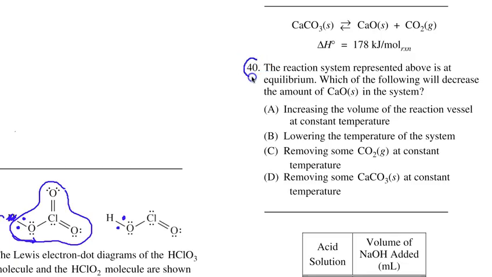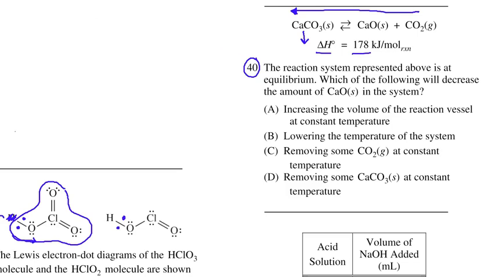40. So in number 40, we've got a reaction at equilibrium. We've got our delta H that's positive, and the reaction represented above is at equilibrium. Which of the following will decrease the amount of calcium oxide in the system? So we're looking to decrease the calcium oxide. So we're looking to make the reverse reaction what? More spontaneous. We could say we want to shift the reaction to the left.